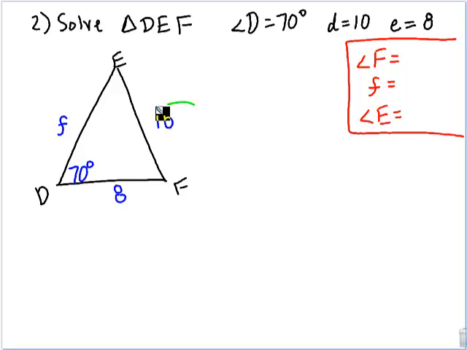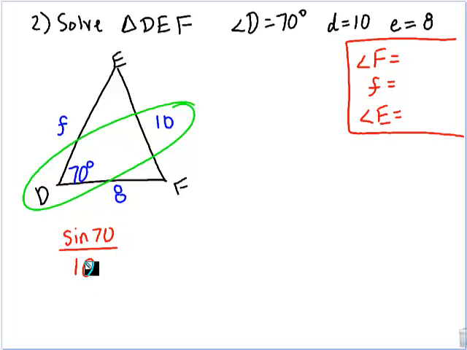Find angle E. Okay, so we can set up sine of 70 over 10. This would be equal to, now take a look, what's your other information that you know on this triangle? The 8, so we're going to have to use the 8. So what would we use with this 8 here? Yep, sine of E over 8. Okay, how would we solve this then to get our angle E? 8 times the sine of 70, and then divide it by 10.